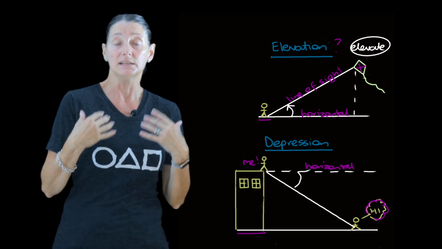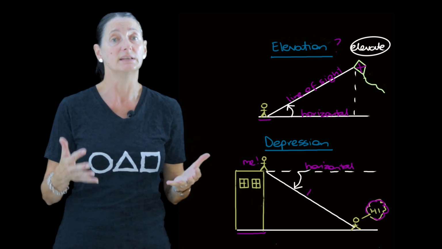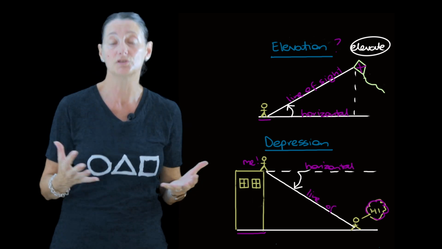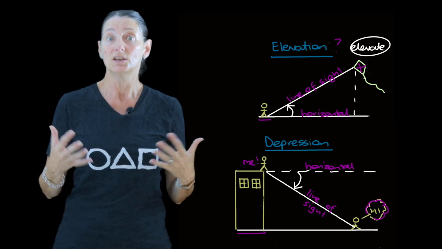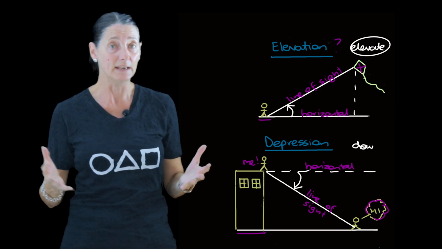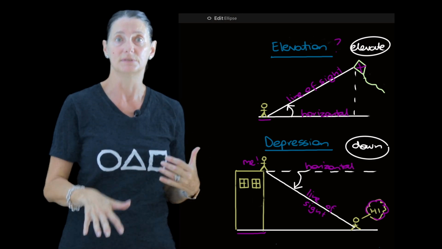My line of sight is from the top of the building looking down to them. So we say the angle of depression is from the horizontal down to my line of sight. Think about it as depression down, DD. So just to recap, angle of elevation, horizontal up, angle of depression, horizontal down.